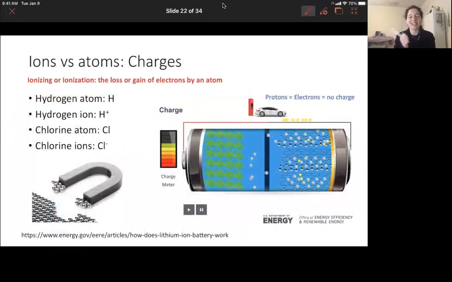Okay, I just told you the statement and now I'm going to break this rule. Okay, so let's talk about ions versus atoms.